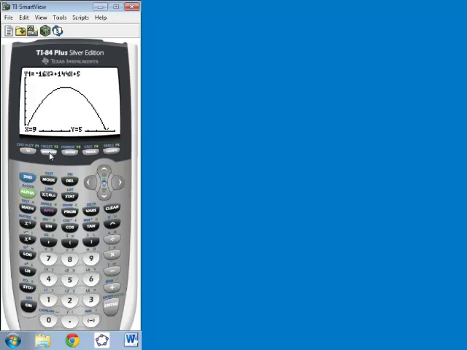Those are the solutions. So I'm going to create a little bit more daylight in between the bottom of the screen and the x-axis. Let's say a y-min of negative 200.